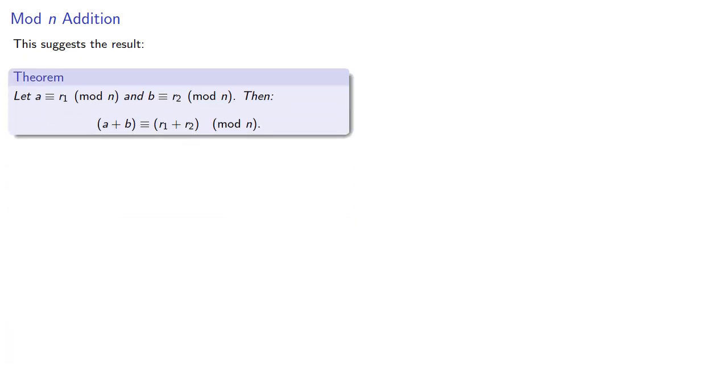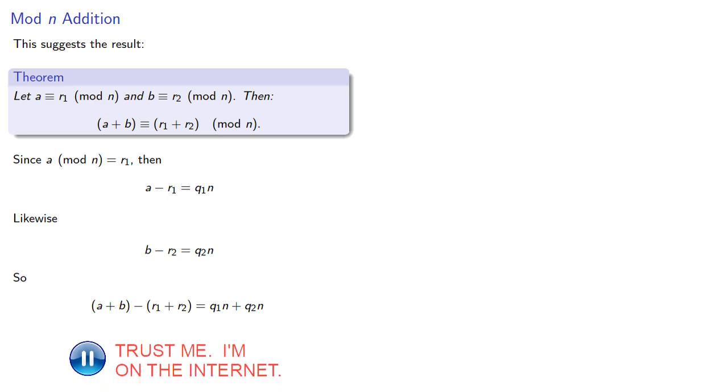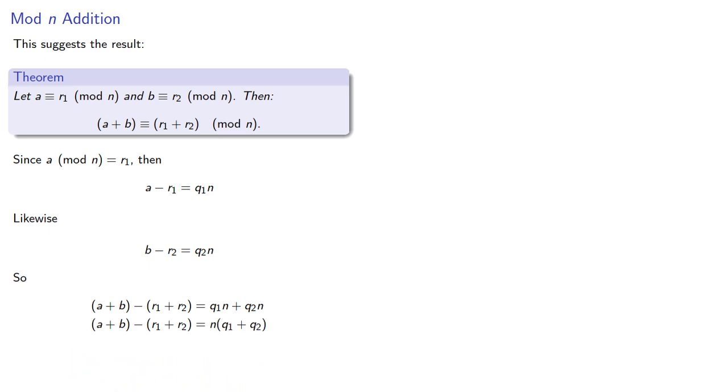And this suggests the result. If A is equivalent to R1 and B is equivalent to R2, then the sum is equivalent to the sum R1 plus R2. Let's go ahead and prove this. Since A mod n is R1, then we know the difference is something times n. And likewise, we know that B minus R2 is something times n. So if we find the difference between the sum of A and B and the sum of R1 and R2, we get something which is n times something, and so the sum of A and B is congruent, there I said it, to the sum of R1 plus R2.